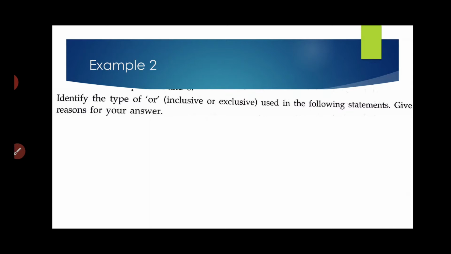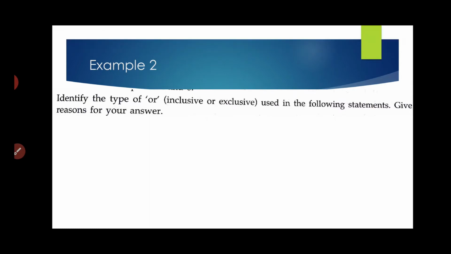Inclusive means if both becoming true at the same point of time is possible, then we call that case inclusive. And if any one of the two is true, then the other is not true or the other is false, then we say that it is the case of exclusive. Fine. So let us take an example and understand.